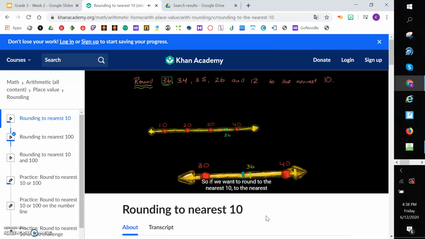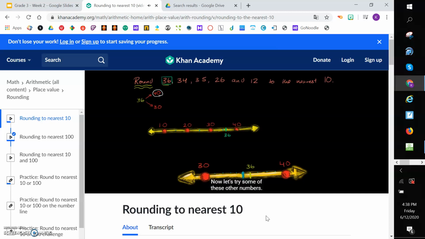So if we want to round to the nearest 10, to the nearest multiple of 10, what are the two possibilities here? Well, I could take 36, and I could round up to the multiple of 10 above it, which is 40. Or I could round down to the multiple of 10 below it, which is 30. And so I need to figure out which of these numbers it is closer to. Well, even just eyeballing it, you can see it. But you could also say, 36 is only 4 away from 40, and it's 6 away from 30. It's closer to 40, so we are going to round up to 40. This is literally called rounding up.